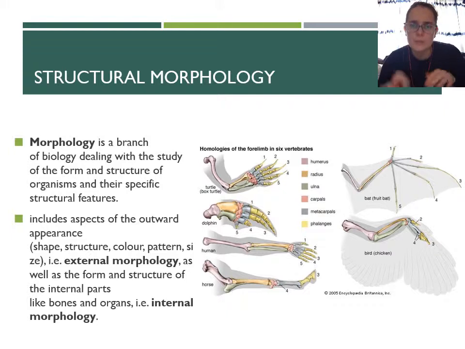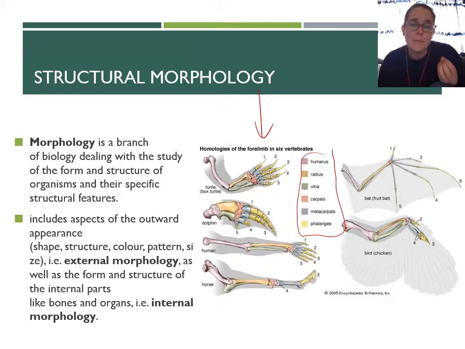When we look at bones and organs and how things function, that's when we're looking at internal morphology. So the examples that we have here are the fin of a turtle, a dolphin, the forearm of a human, and the leg of a horse. Now all these things contain these bones here. They vary in their length, but they are all seen in these 4 different organisms, including on the side here the fruit bat and the bird or the chicken example that's provided.